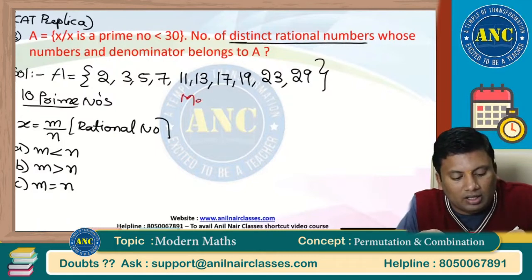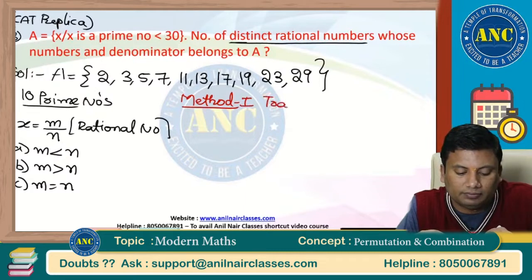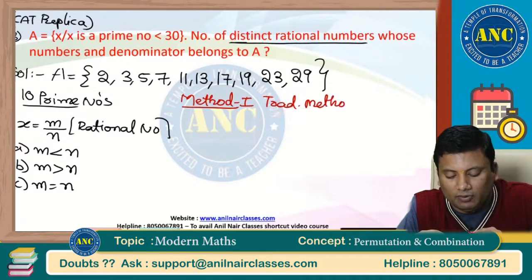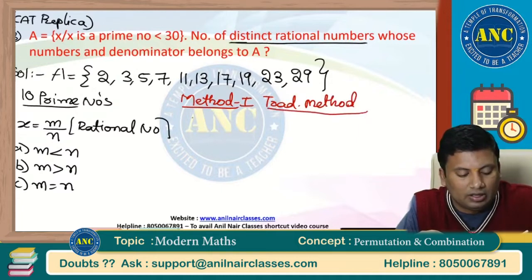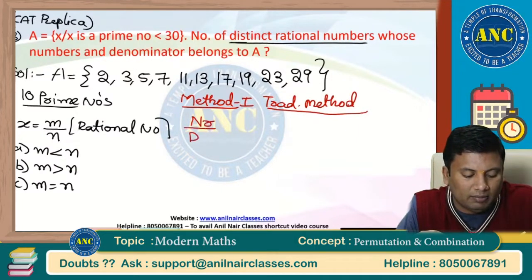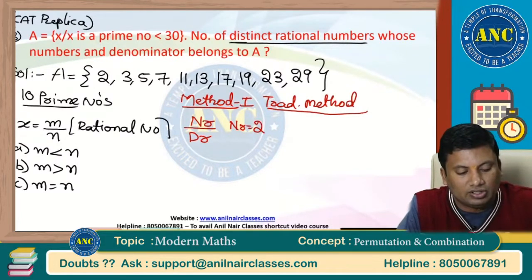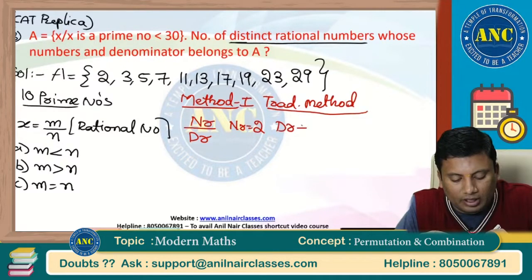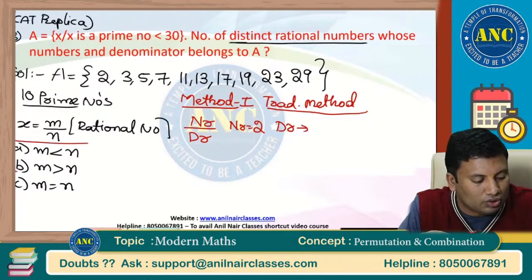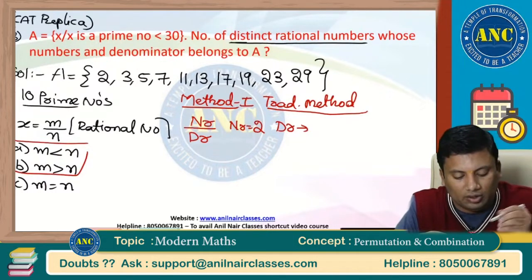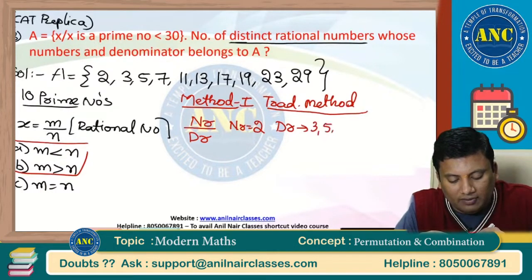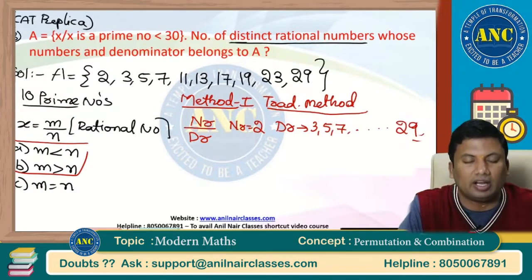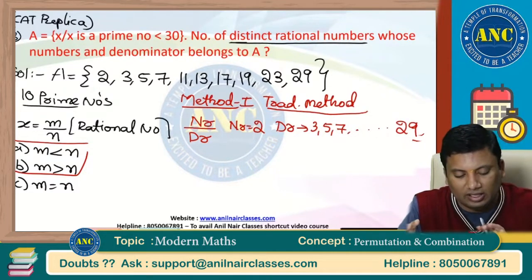Method number 1, the traditional method. What is the traditional method? It is numerator by denominator. Suppose the numerator is 2. First I will take these two cases, then I will come to m equivalent to n. The denominator can be any other value, 3, 5, 7 till 29: 2 by 3, 2 by 5, 2 by 7 till 29.